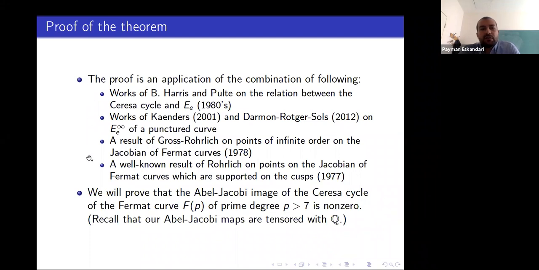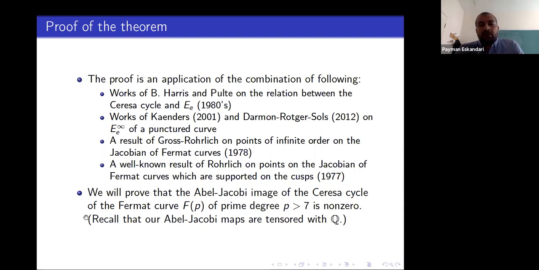And then the number theoretic results are results of Gross and Rohrlich on points of infinite order on the Jacobian of Fermat curves. And then the other one is the well-known result of Rohrlich that says that on Fermat curves, if you take a point on the Jacobian of a Fermat curve which is supported on the cusps, so cusps meaning the points where one of the coordinates is 0, then this point is a torsion point of the Jacobian.